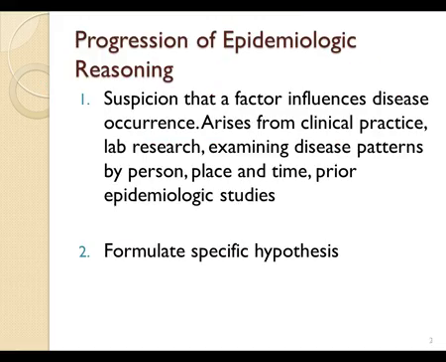So let's review the progression of epidemiologic reasoning we discussed in week 1. Epidemiologic reasoning begins with a suspicion that a factor influences disease occurrence. This can arise from information from clinical practice, from lab research, by examining disease patterns, or by examining prior epidemiologic studies. The next step in epidemiologic reasoning is to formulate a specific hypothesis.